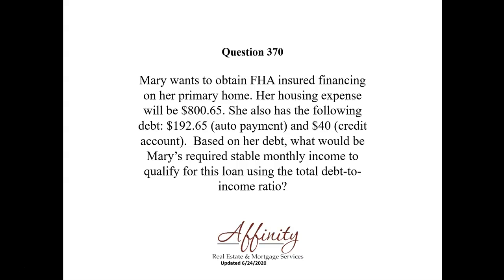Question 370. Mary wants to obtain FHA insured financing on her primary home. Her housing expense will be $800.65. She also has the following debt: $192.65 for an auto payment and $40 credit card account. Based on her debt, what would be Mary's required stable monthly income to qualify for this loan using the total debt to income ratio?